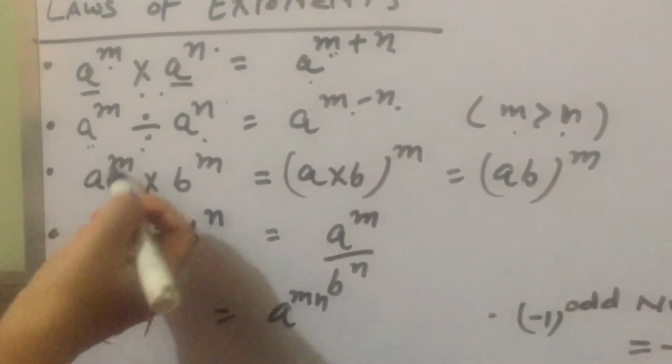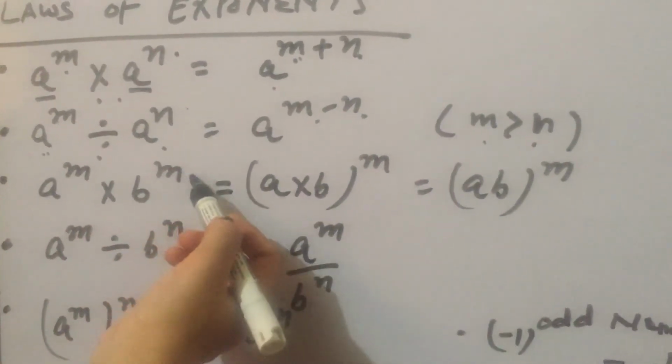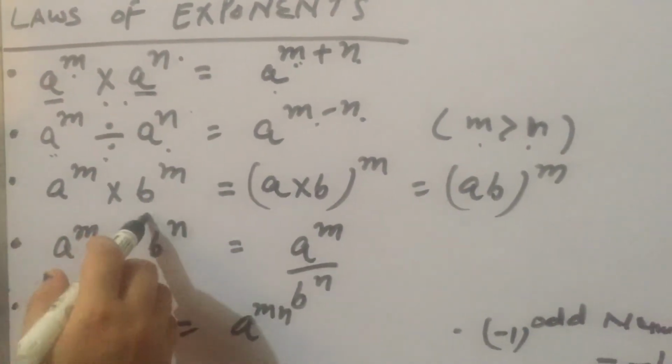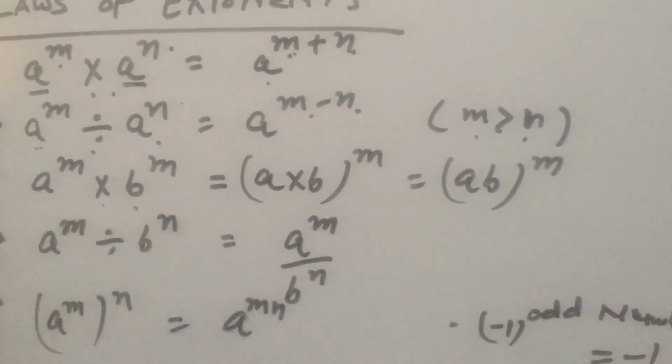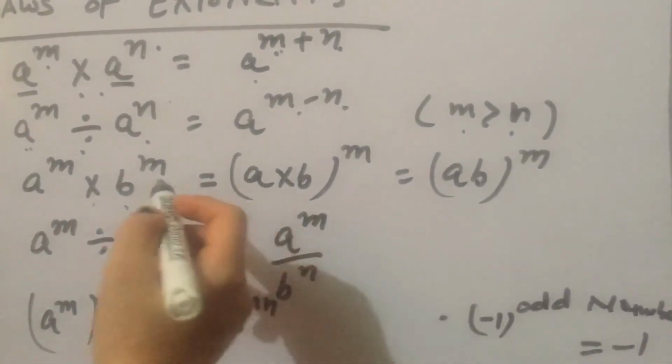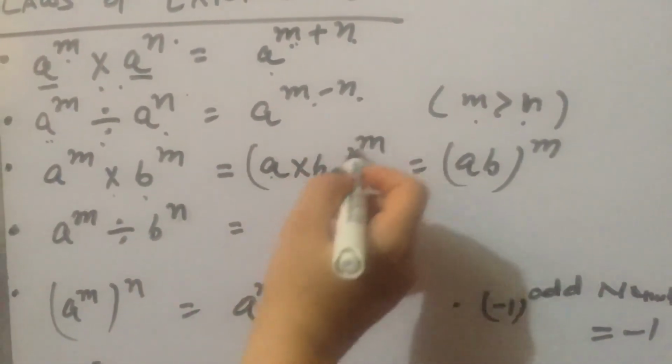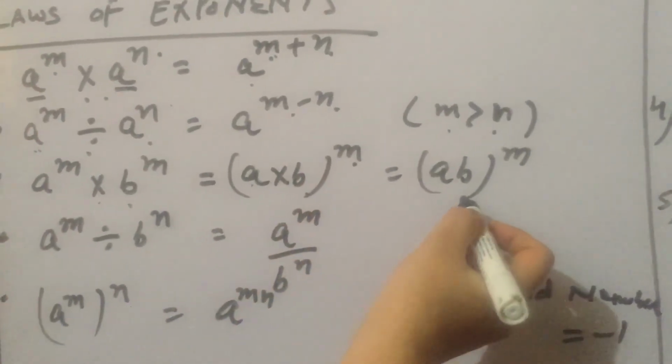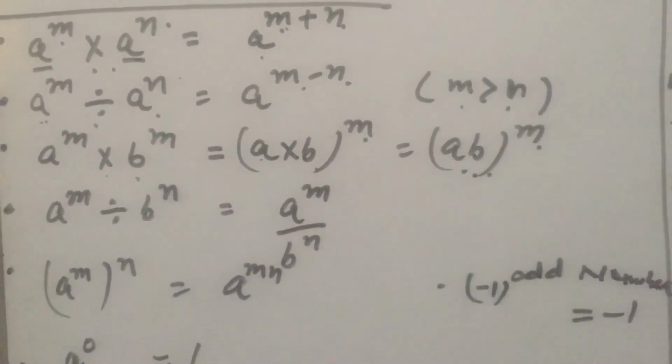Third is a raised to power m into b raised to power m. Now the base is different but the power is the same and the multiply sign is here. So we can write it as a into b whole power m, or we can write ab raised to power m.